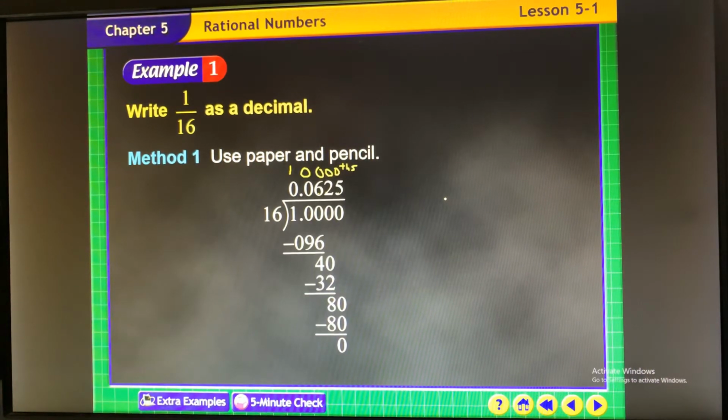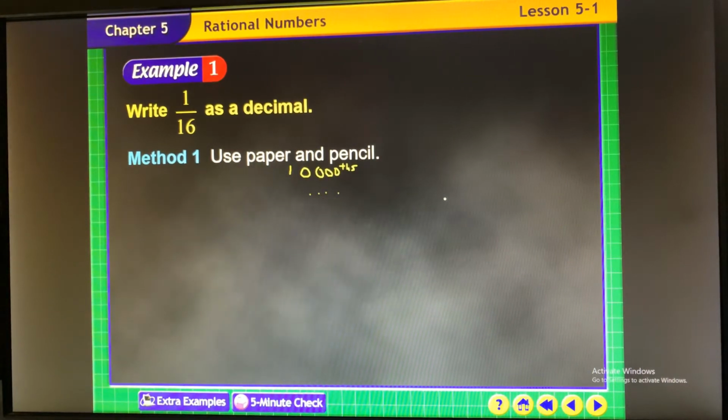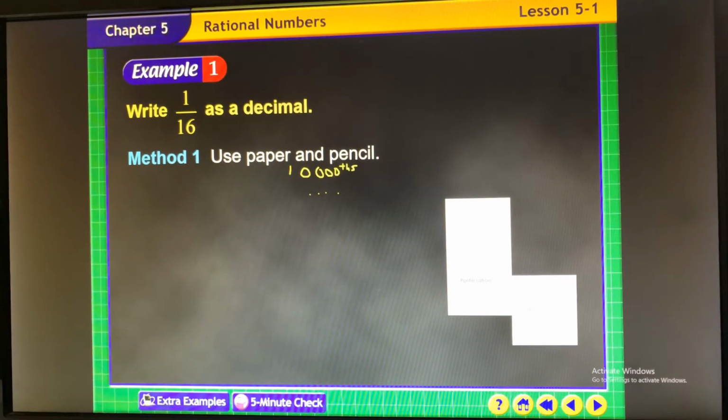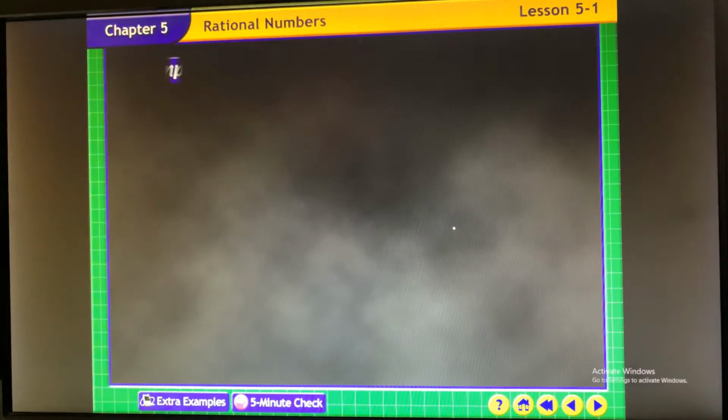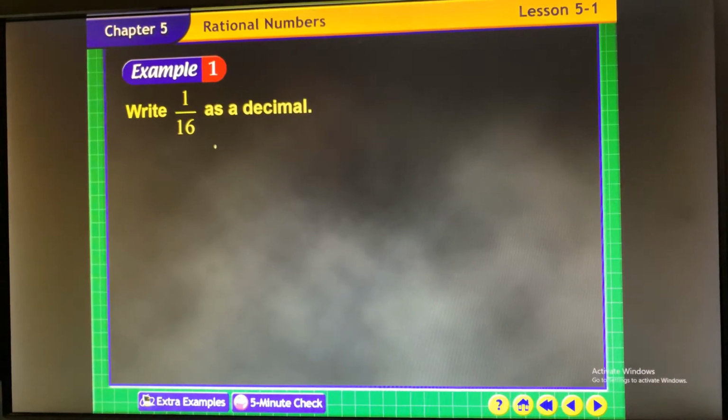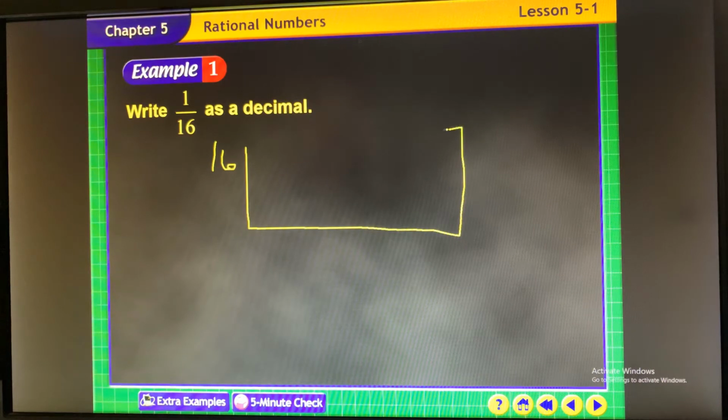I could show you another way to divide. So let's do that. Okay, so here's another way of doing the division, and it's in these rectangular boxes. It's a pretty good way.